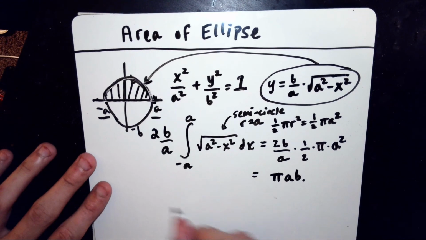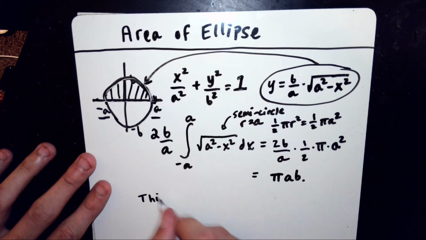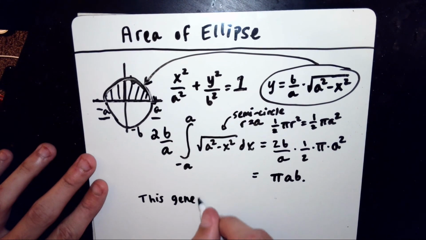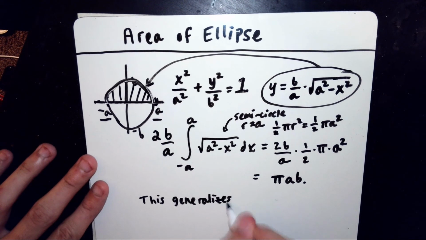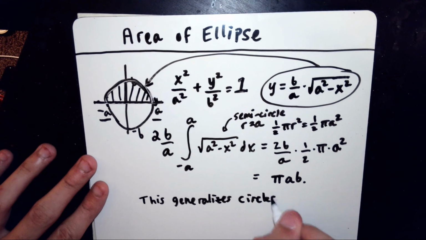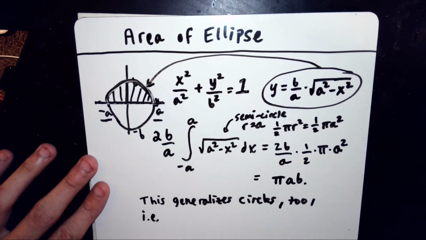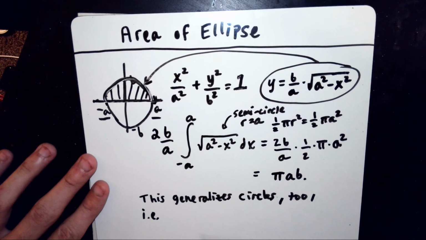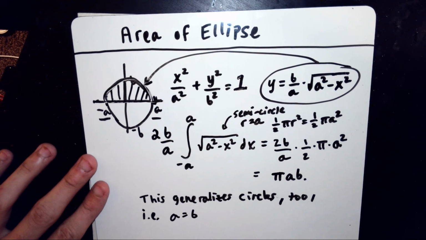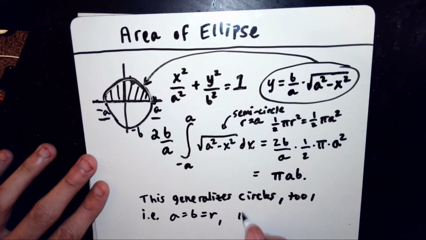And just as a note, this generalizes to circles as well, since that's just the case when a equals b. So that's your radius, and then you get pi r squared.